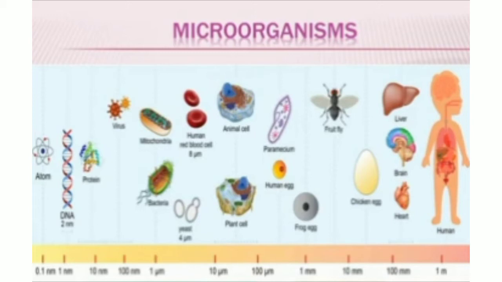and then millimeter, and then meter. So we can define microorganisms as very small living organisms that we can only see with a microscope. We cannot see microorganisms with naked eyes. We have studied different types of microorganisms in 8th standard.